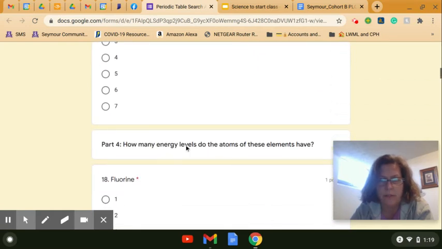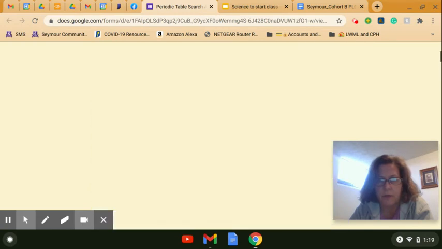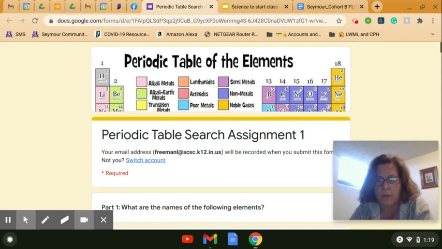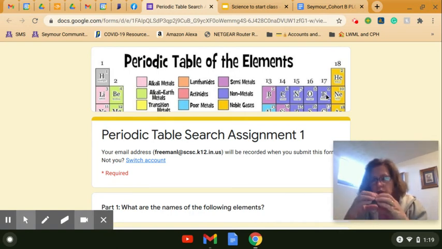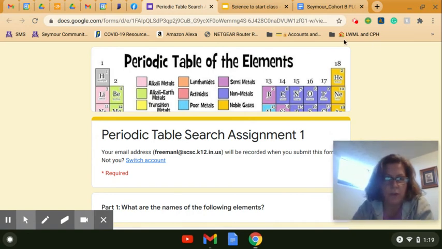It wants to know how many energy levels, and the period tells you how many energy levels. So for fluorine, for instance, let's see if we can find it on this periodic table up here. Fluorine is right here. It's in period 2. It's in the second row. So that tells us it has 2 rings.